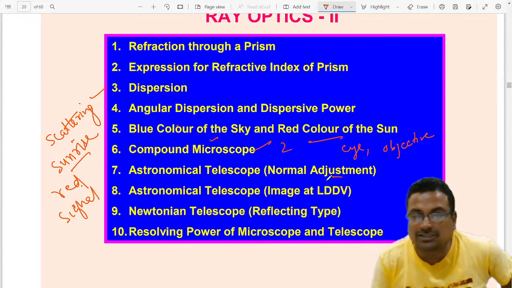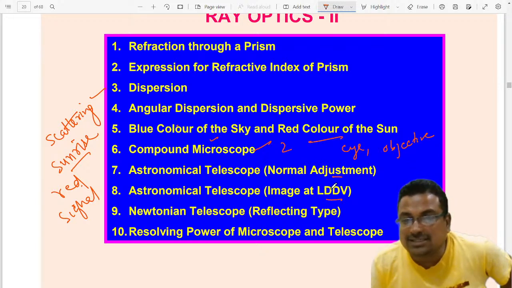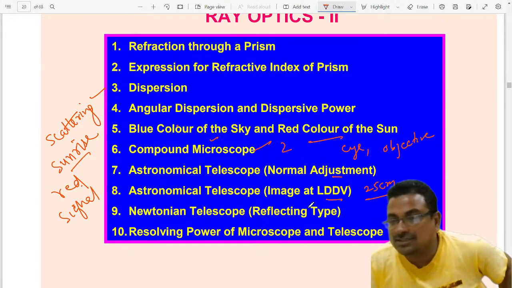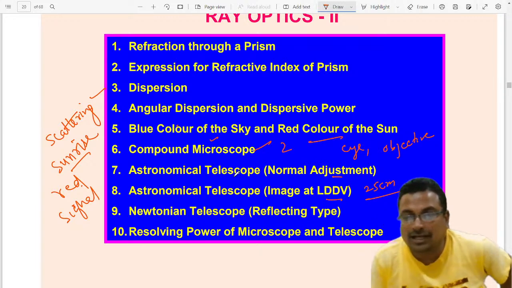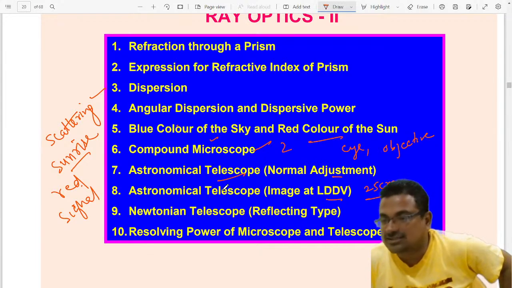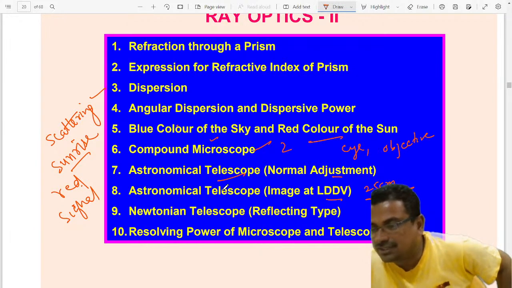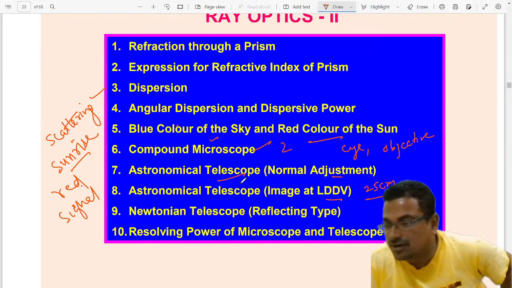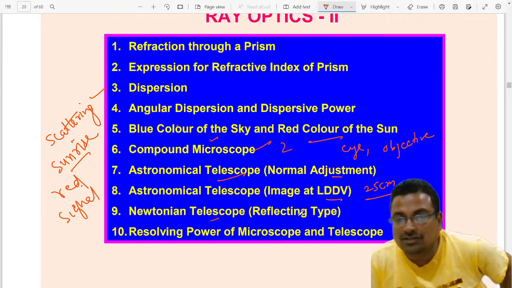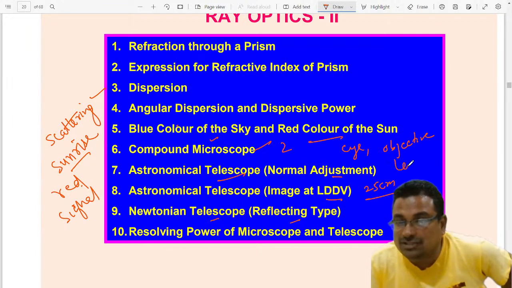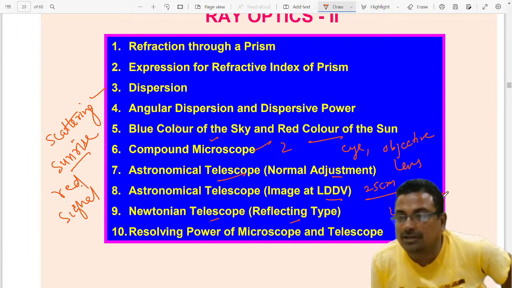Astronomical telescope, normal adjustment. Astronomical telescope, image at the least distance of distinct vision. This value is 25 centimeter, the smallest distance in front of the eyes at which we can see an object clearly. The telescope is used to study the stars and see celestial objects. It was discovered by Galileo, and Newton discovered the reflecting telescope. Instead of using a lens, he used a concave mirror and a plane mirror to get the image.